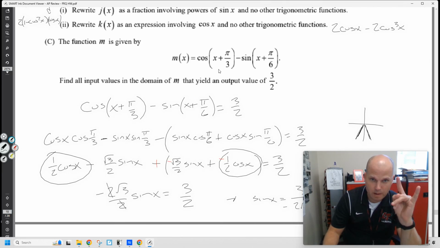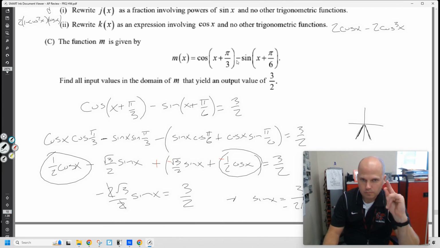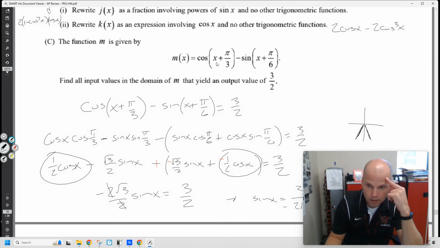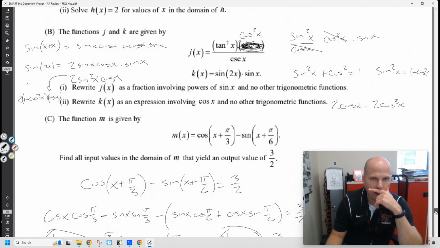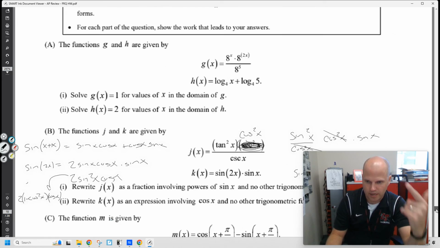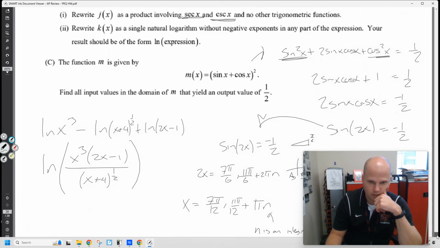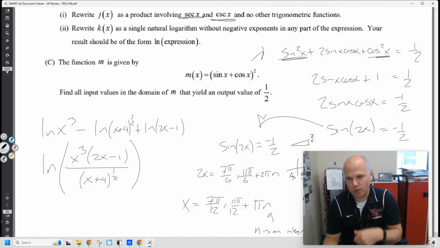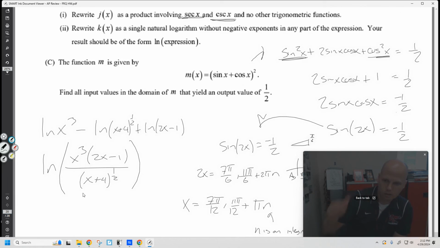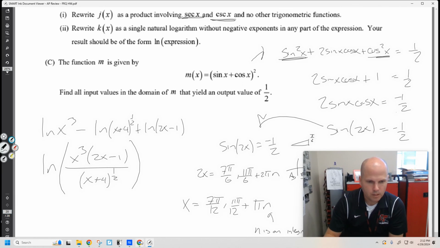But some things we got to remember are our double angle formulas. We have to remember the sum and difference stuff. Make sure we understand our log properties, our exponent properties. Question 4 is the hard question of the AP test. I think that's what we can expect. So if we're going to really prepare for the tough part, you prepare for question 4. All right, that's it.